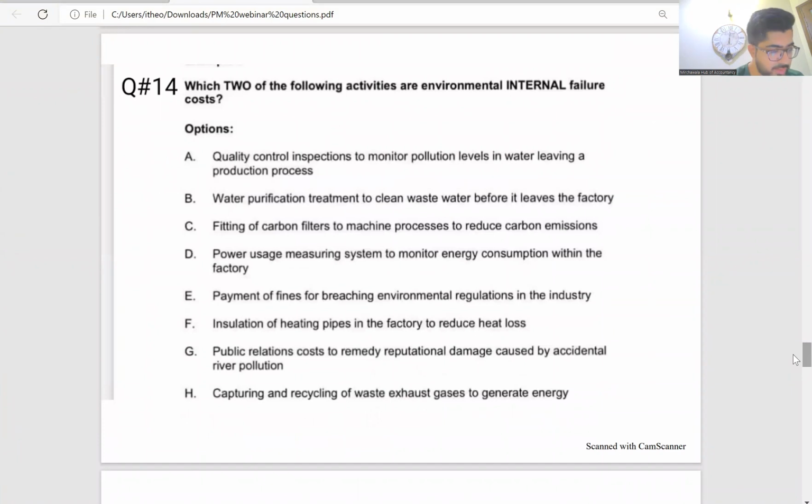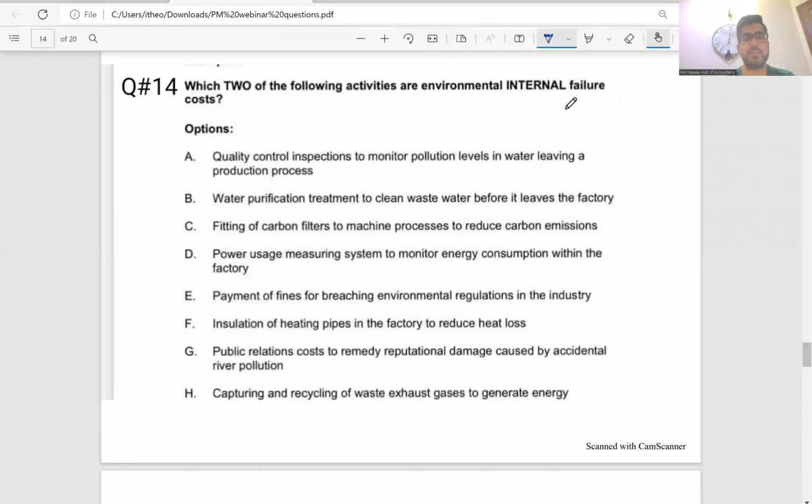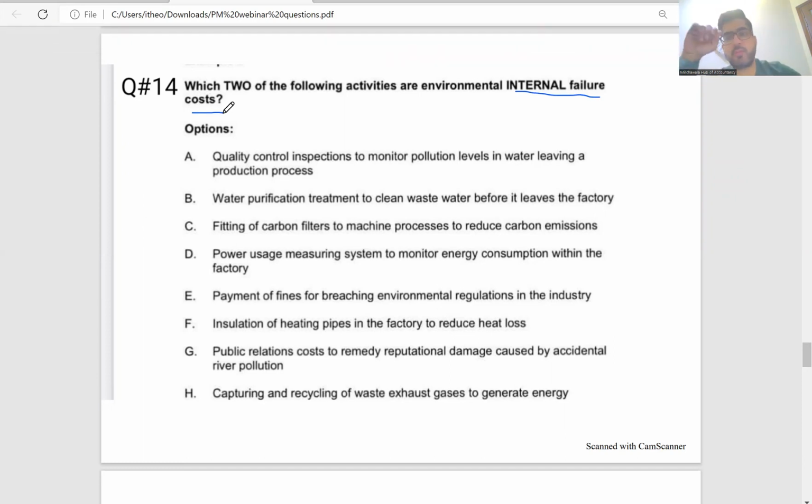Fourteen is a very easy question, and it states that which two of the following activities are internal failure costs. Now, in the total quality management topic, I have taught you 4 things: prevention costs, appraisal cost or inspection costs, internal failure cost, and external failure cost.